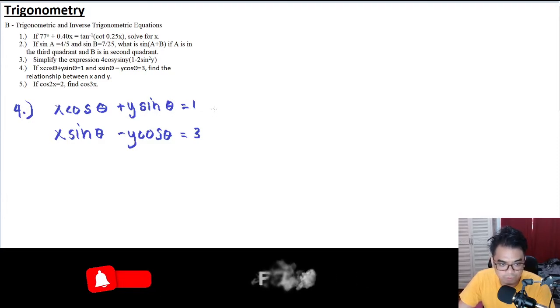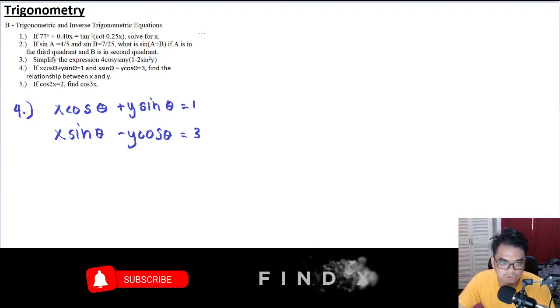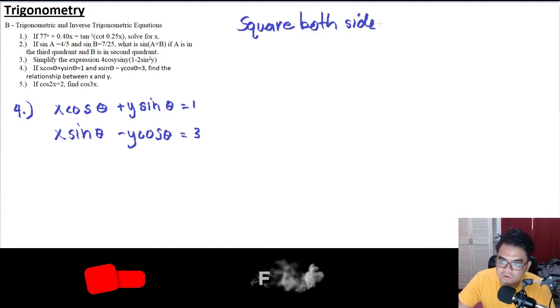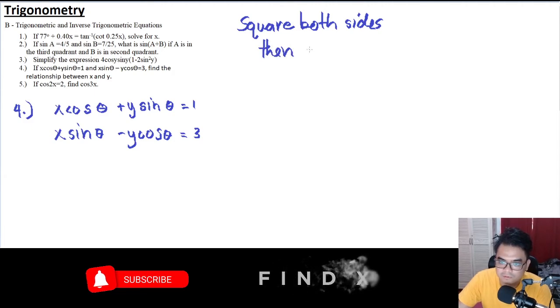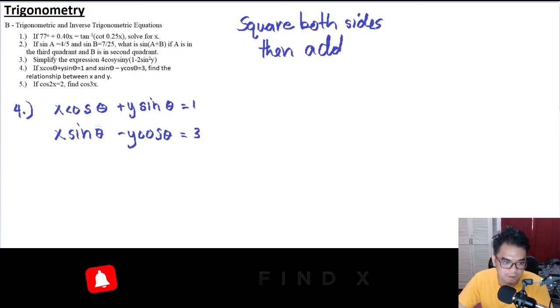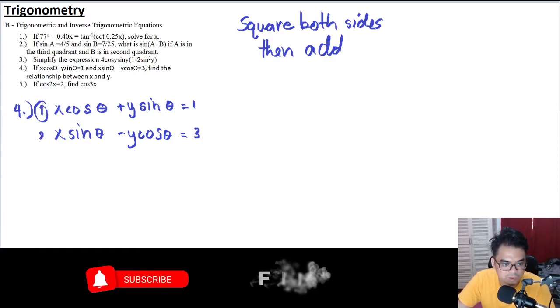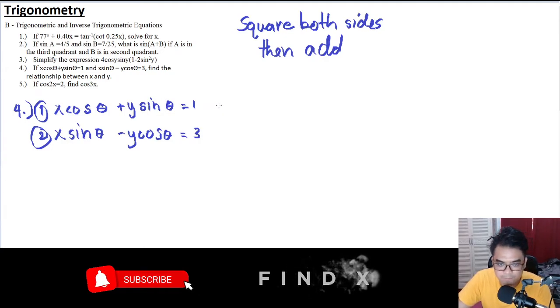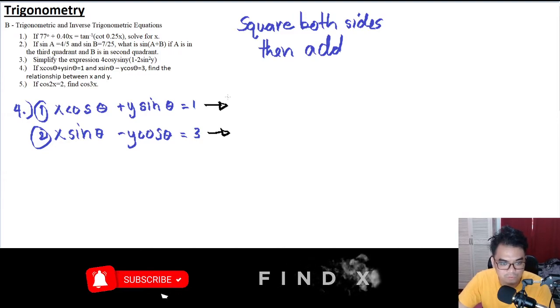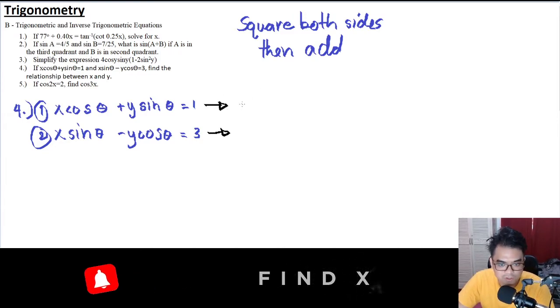Okay? So this is very simple. All you have to do is square both sides, then add. We have to square both sides for the two equations, then add them up. So let's say this is equation 1 and this is equation 2. So squaring them, if you square both sides, I'll just do it directly.